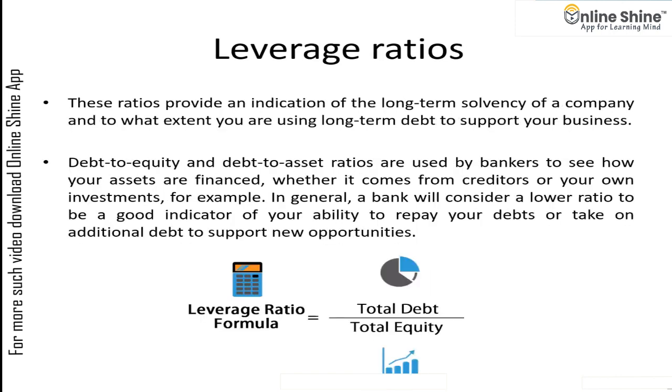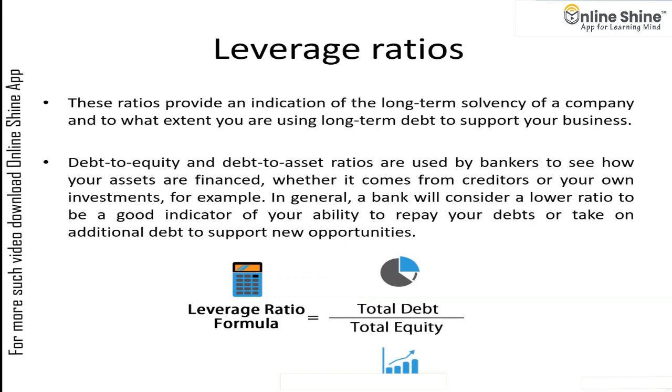Okay, we will proceed further with leverage ratios. These ratios provide an indication of the long-term solvency of a company and to what extent you are using long-term debt to support your business. Debt to equity and debt to asset ratios are used by bankers to see how your assets are financed, whether it comes from creditors or your own investments. For example, in general, a bank will consider a lower ratio to be a good indicator of your ability to repay your debts or take on additional debt to support new opportunities.